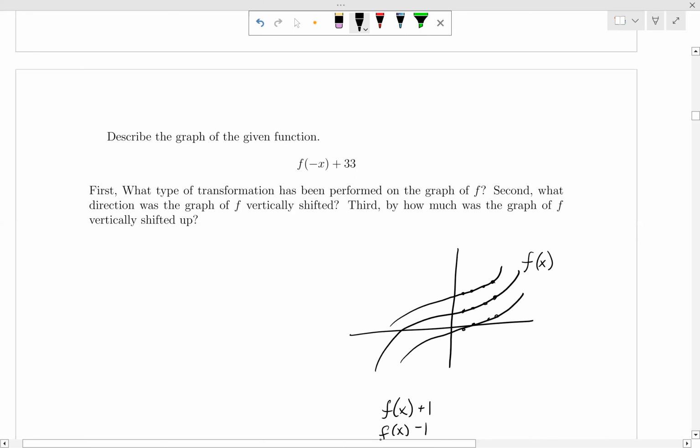F of x minus 1 is going to take every point and move it down 1 unit. But if we had f of x plus 1 and the plus 1 is on the inside, it's going to take our function and move it to the left 1 unit. And that's kind of backwards to what we would normally think, because plus 1 is like right here. But it's just one of those things you kind of have to remember: it takes the function and moves it to the left 1 unit. If we had f of x minus 1, we would take our function and move it to the right 1 unit. And it kind of is a little bit backwards.